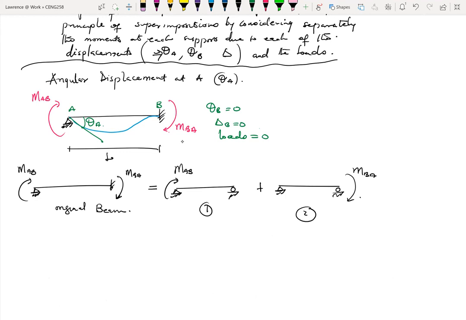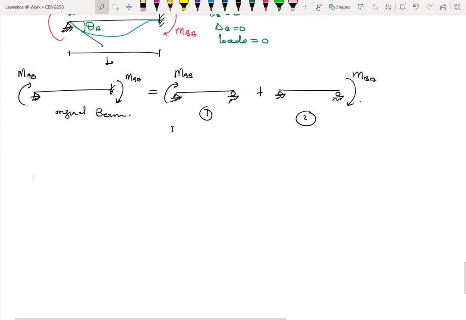All right. So here I have two beams. I can solve them separately. So now let's look at beam one. Okay. So with beam one, let me just redraw that over here, just for clarity. I have my AB.